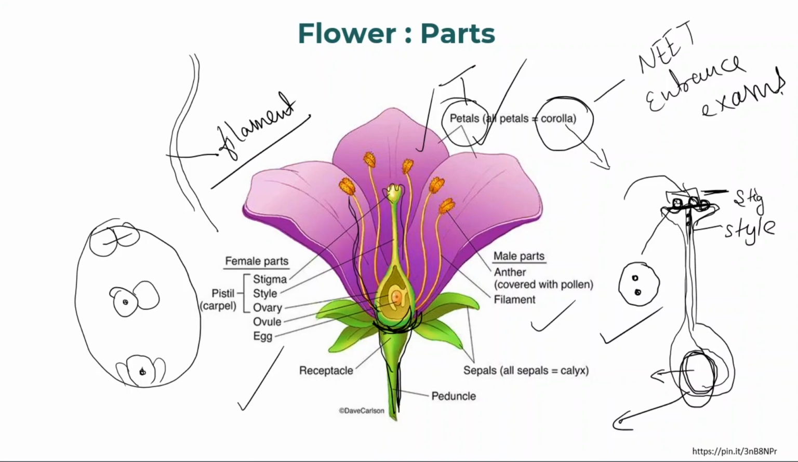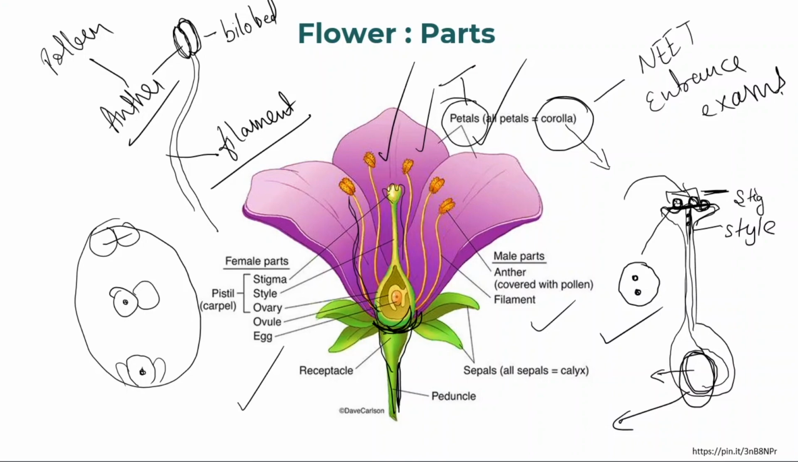So this is the filament, and it has this bilobed structure. This is one lobe, and there is another lobe. This bilobed structure is known as the anther, and the anther carries pollen grains inside it. Okay? So this is the whole part we are discussing here.